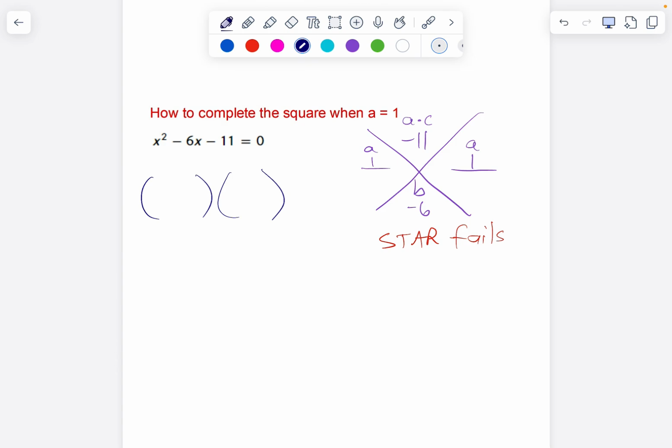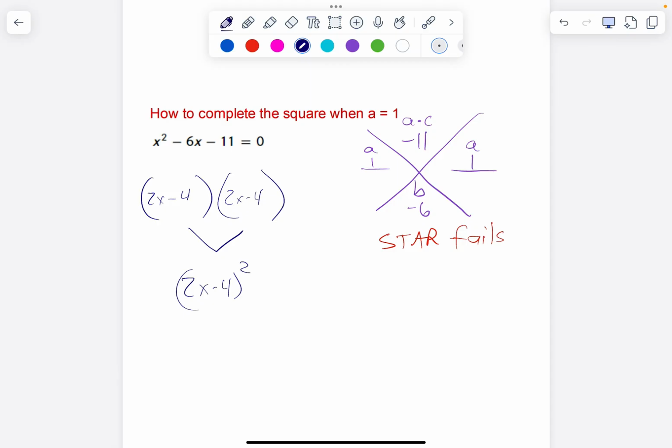If these are the same, I'm not saying this is what it is for this one, but let's say it was like 2x minus 4, 2x minus 4. We could write that as (2x minus 4) squared. And now it looks kind of like that piece of vertex form where we see h. Okay? And then we can solve it by square rooting. And that's a workaround for us when we can't factor.